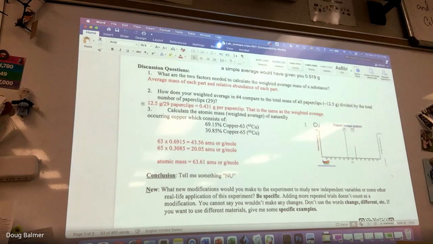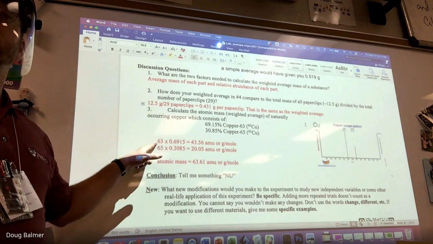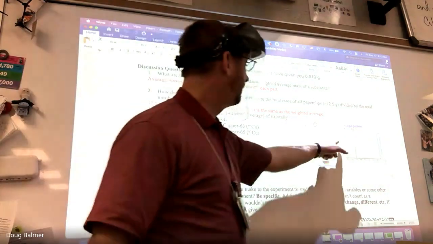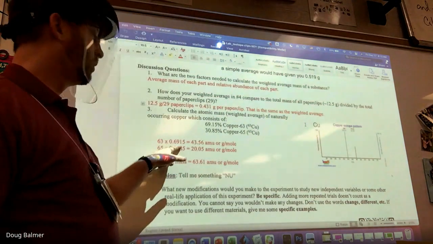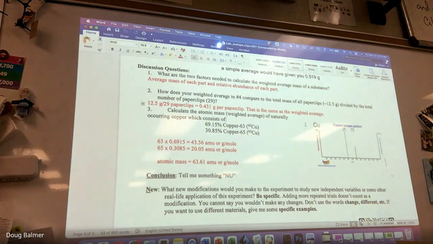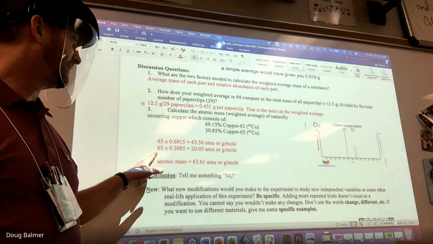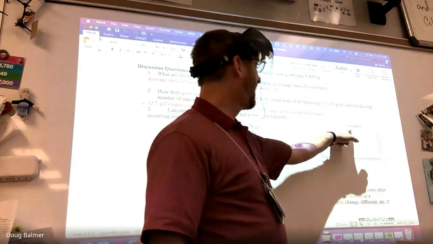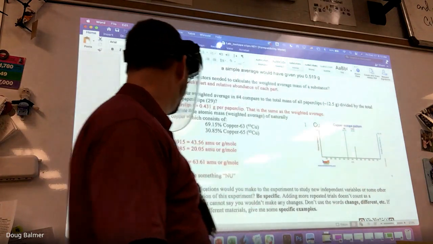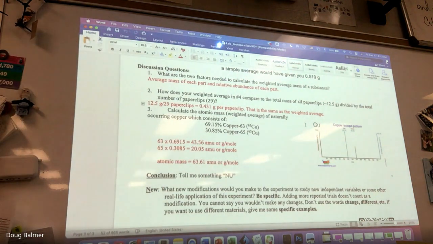So basically our lesson today is just a review of exactly this. If you understood question 3, you're golden on today's lesson. So would you agree copper 63 has a mass of 63? Is it 50% of all the isotopes? No, it's about 69.15%, written as a decimal. Copper 65 weighs 65 atomic mass units. And from this graph here, that's about 30.85%. So we write 0.3085. You do the math, you're going to get 43.56 and 20.05.